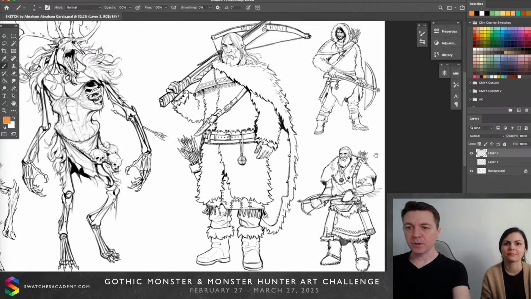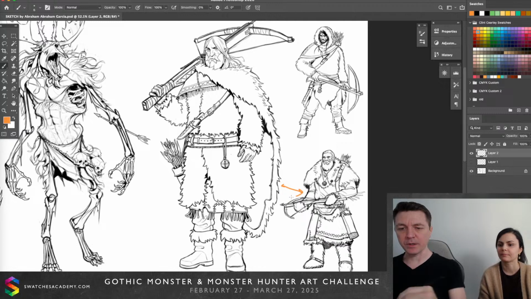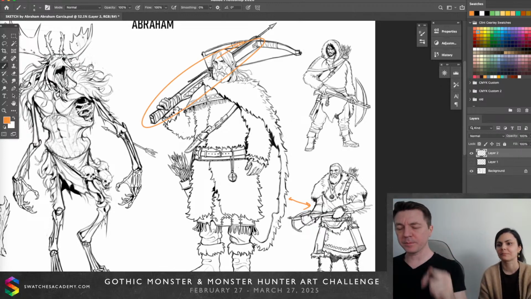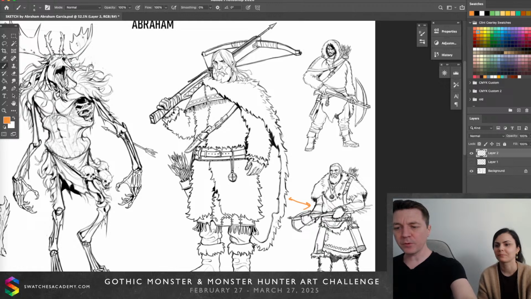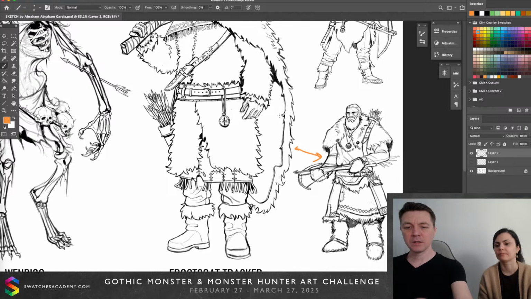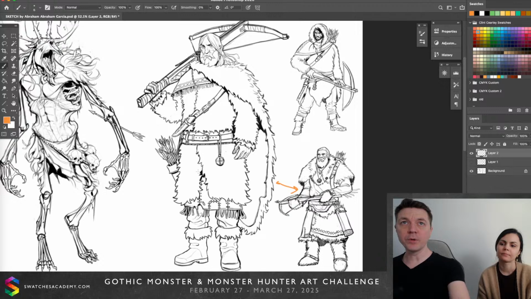Frostcoat tracker. Some good options here. I feel like the best thing to do is actually merge some of the elements between the two of these. Nice pose here, that's fine, having it up across the shoulder, but the rest of it feels a little too static, a little too mannequin. This one feels better in that way. So if we could tweak this, I'd go ahead and get his feet a little wider like they are over here. That feels a little better.